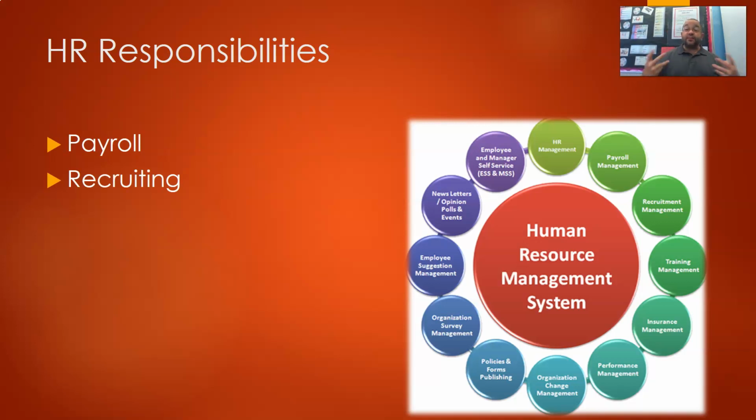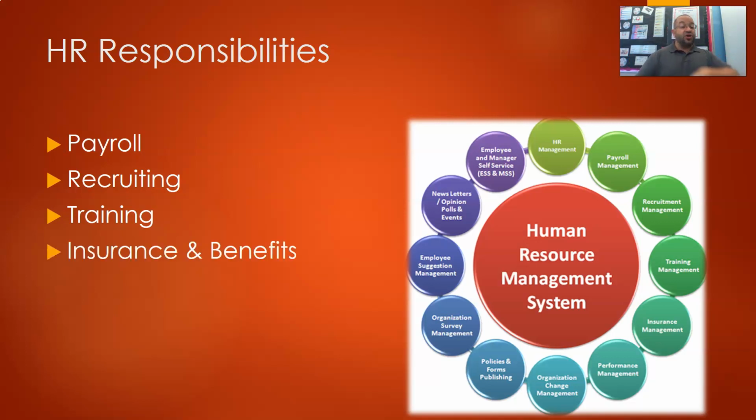You got recruiting. In other words, getting people to come and know about your business to apply for the business. You got training. Once they're in the business, how do you train them to know what the business wants? Do you just assume that people know what to do when they get there, or do you train them? Each business is different, and each business has their own standards. You got insurance and benefits. We just talked about that. So you might be planning those insurance and business benefits out and paying those and so on and so forth.